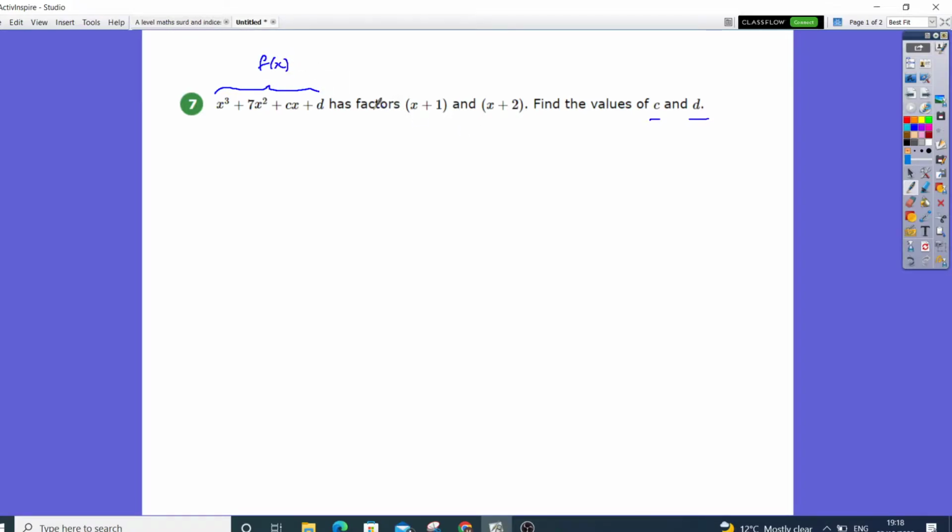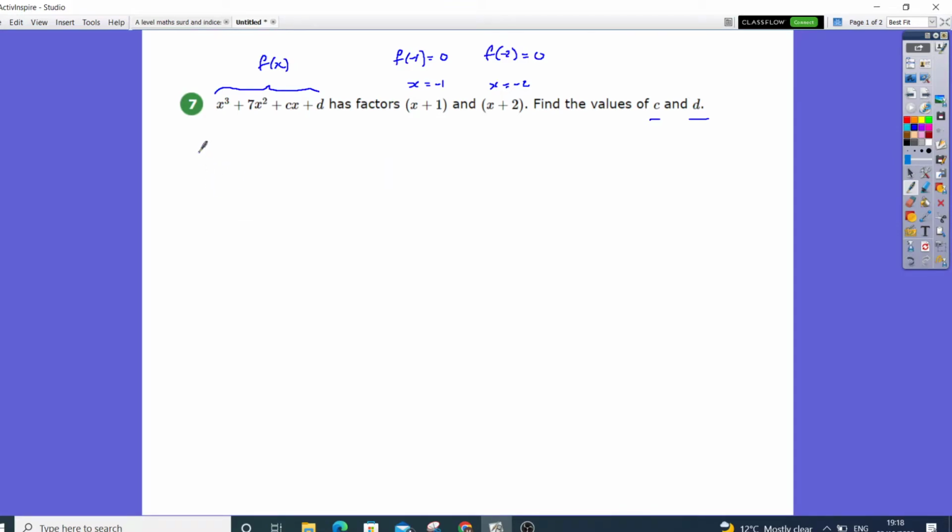First of all, if we call this function f of x, and we know that if this is a factor, then x equals minus 1. If we put this in our function, we get 0. And likewise, x will equal minus 2, and if we put minus 2 through our function, we should be left with 0, no remainders. So let's have a go using our factor theorem.